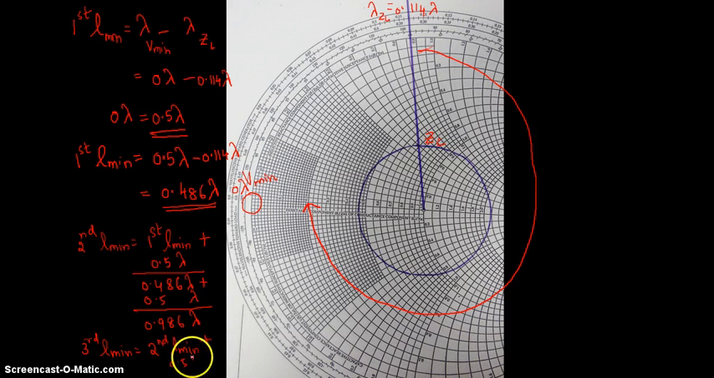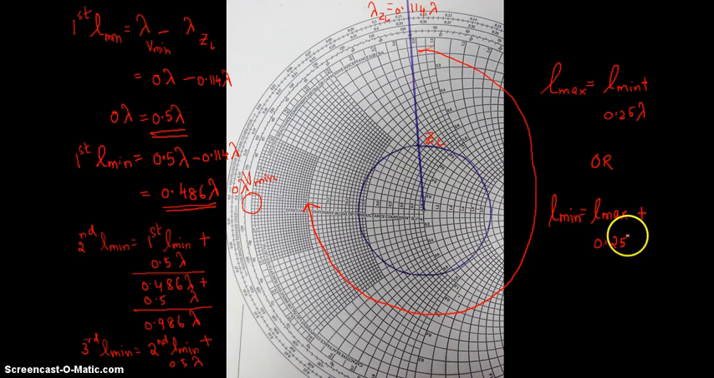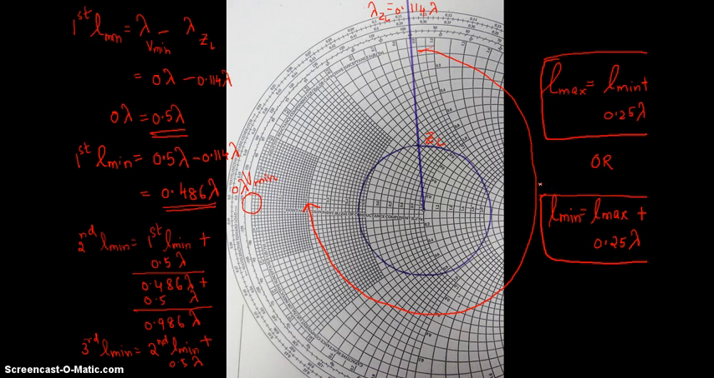Another thing that you can find out easily from L max and L min is that L maximum is equal to L min plus 0.25 lambda, or L minimum is equal to L max plus 0.25 lambda. This will help you to find the answers easily also. So this is the way you will calculate minimum and maximum.